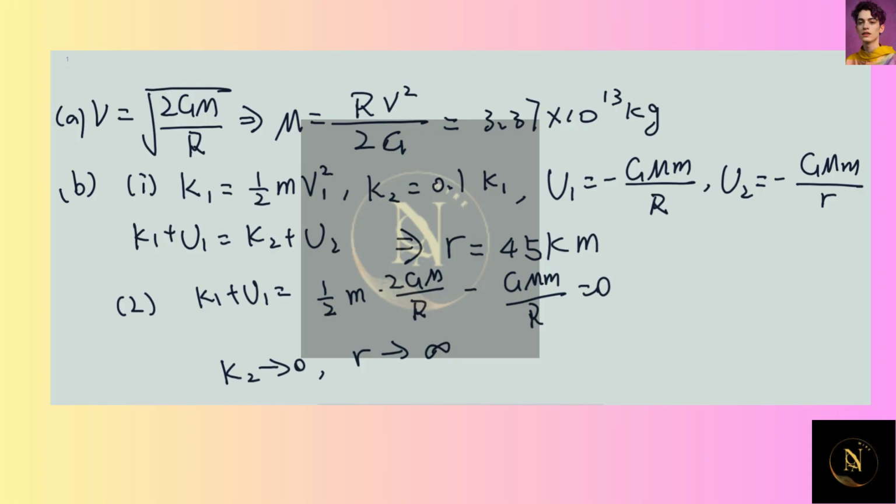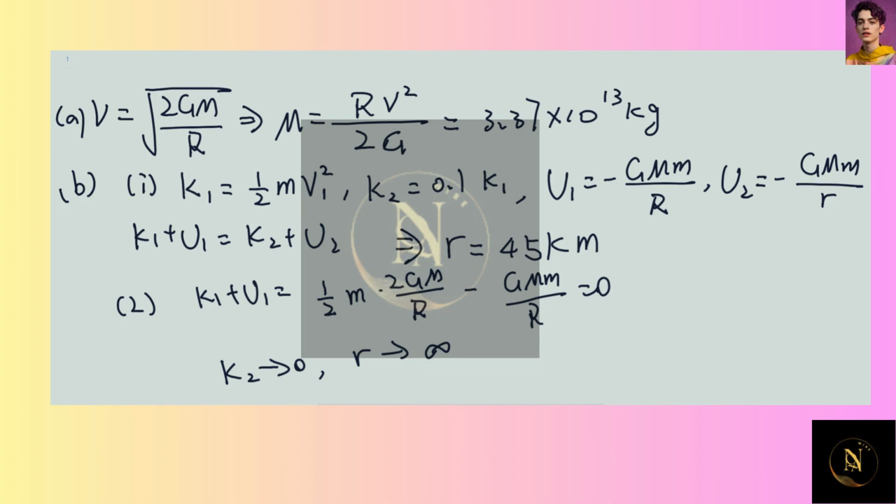For question B, the initial kinetic energy is the speed on the surface, half m v1 squared. The final kinetic energy is after losing 90% of the initial kinetic energy, so it's only 0.1 of the initial kinetic energy. The initial potential energy on the surface is negative G capital M divided by the radius of the comet. And the final potential energy is negative G capital M divided by the distance r. And r is what we are looking for.